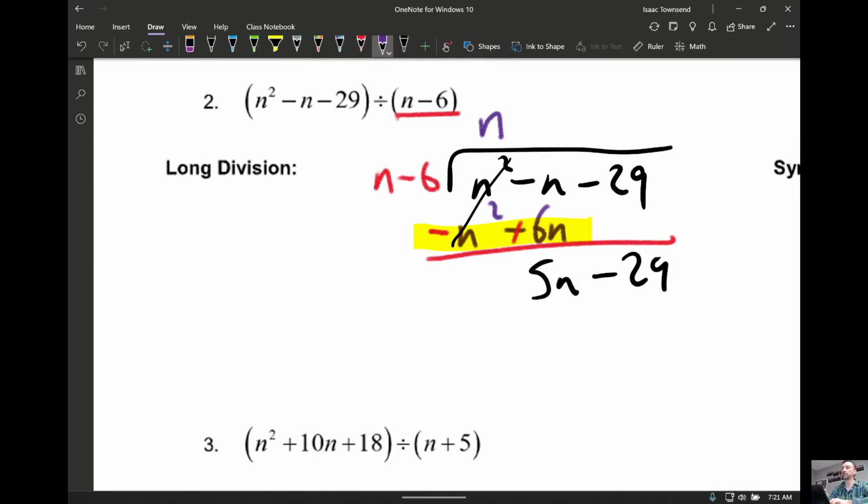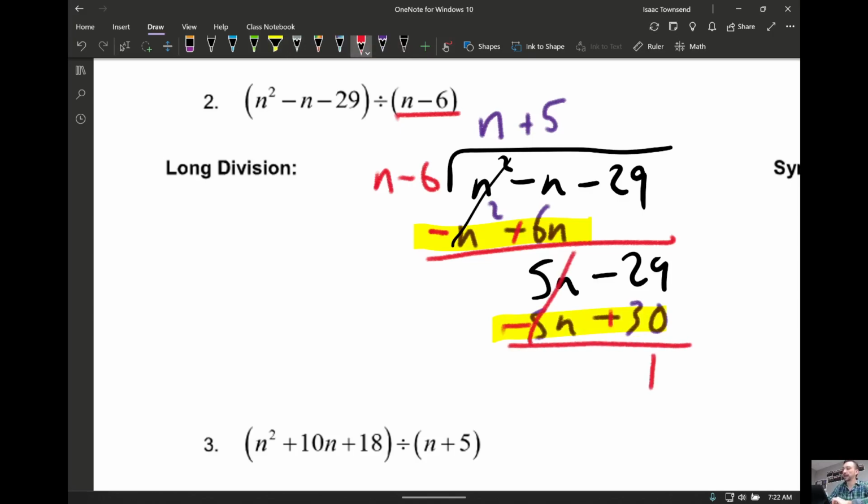Okay, start the steps over. Next part of our answer is the thing times n to give us 5n. So multiply those two, but also times a -6. And then right away, before you give yourself any chance to forget, change the signs and add. The remainder is not -59, the remainder is 1. And your answer comes from the quotient plus the remainder over the divisor.